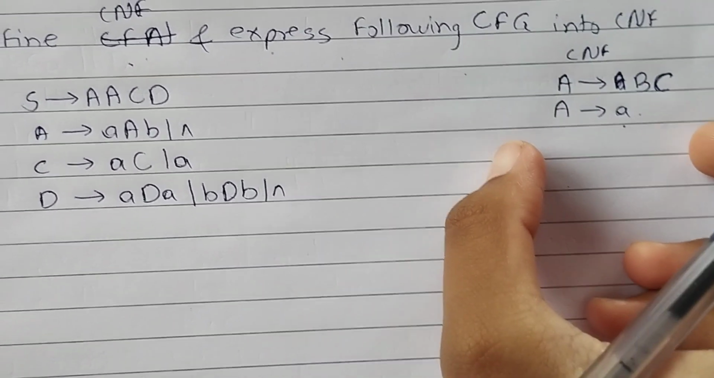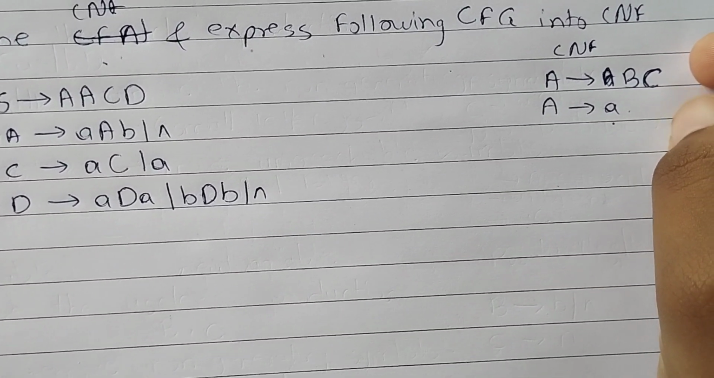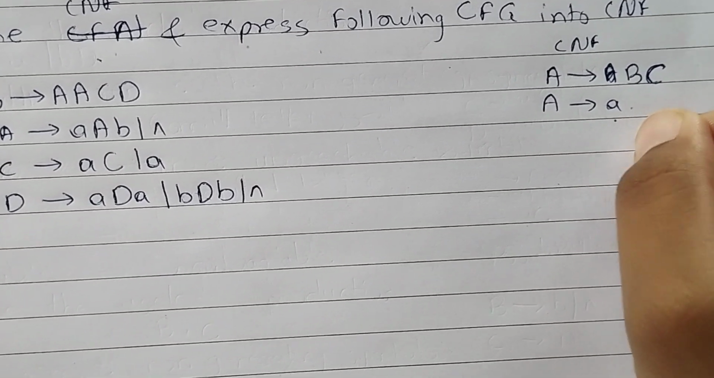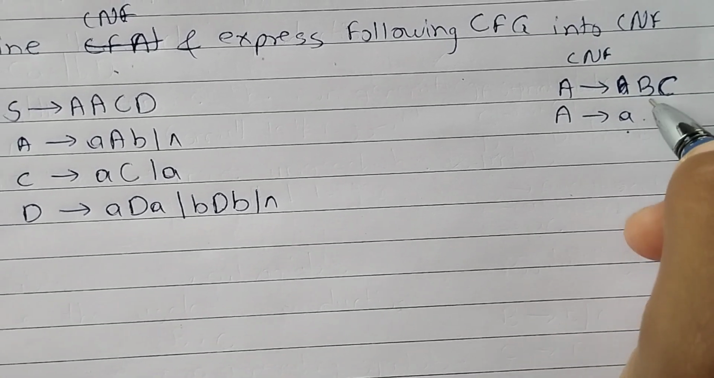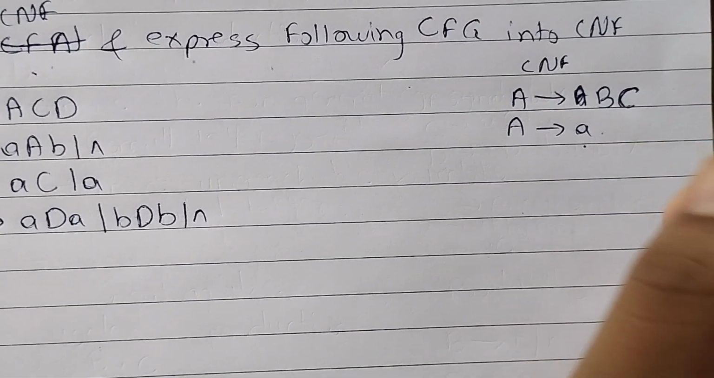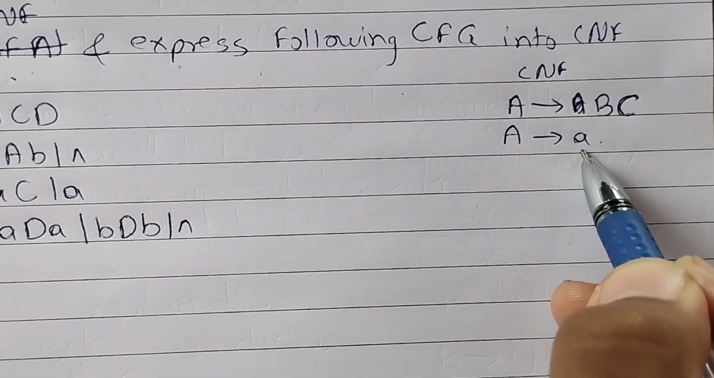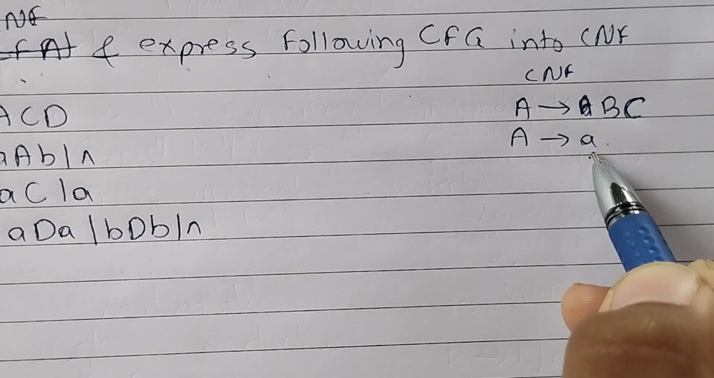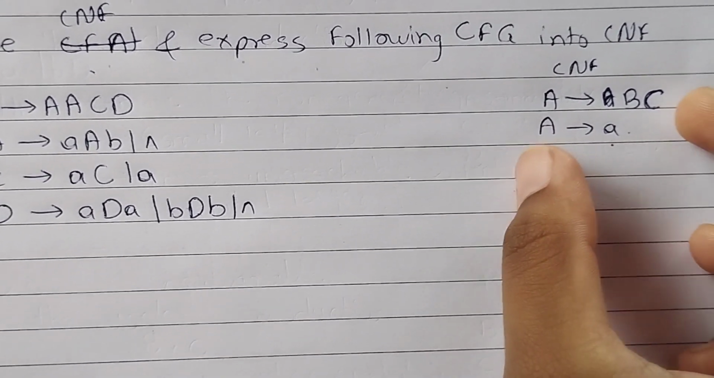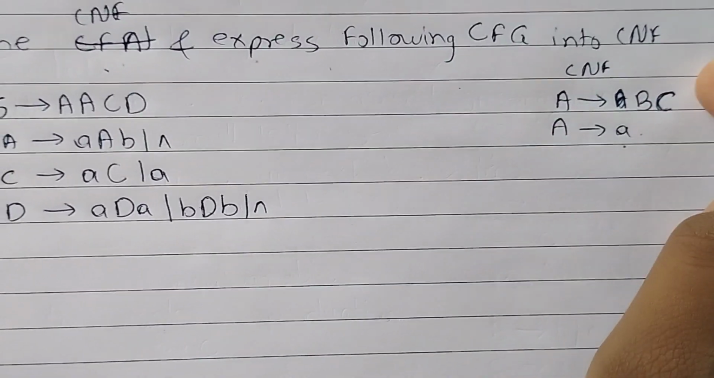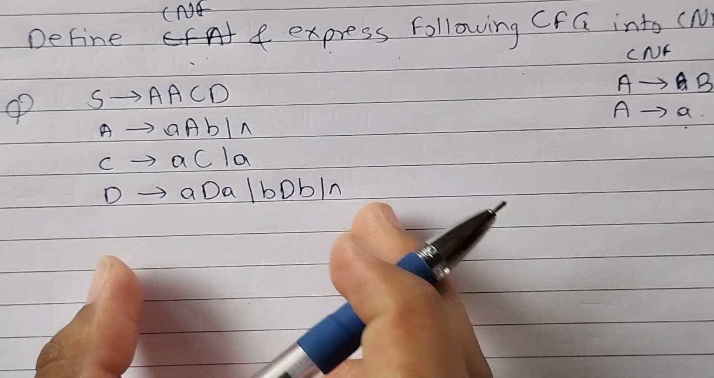If the whole production is from only two capital letters or only one small letter, then the form is called CNF. If any three capital letters come or two small letters, then it is not correct. Only the form that produces two capital letters or one small letter is valid. If this form is produced in the production, then the production is CNF. So here is the question. Now we convert this CFG into CNF.